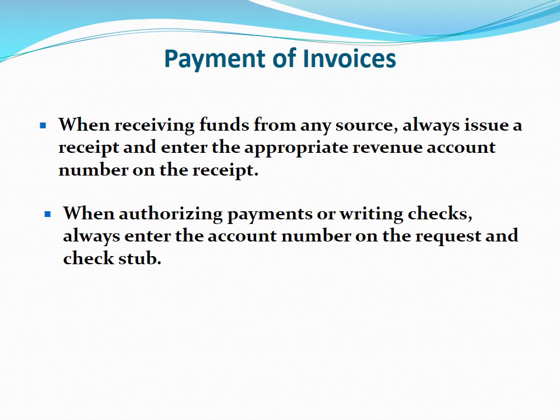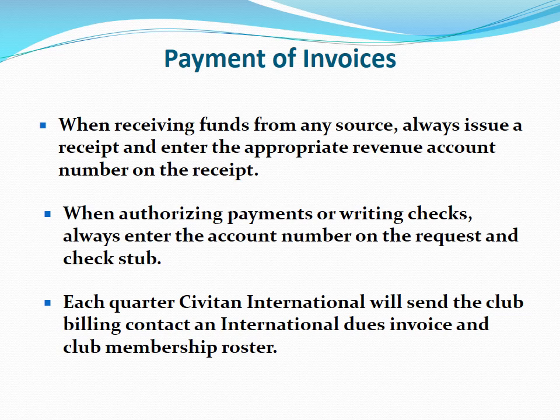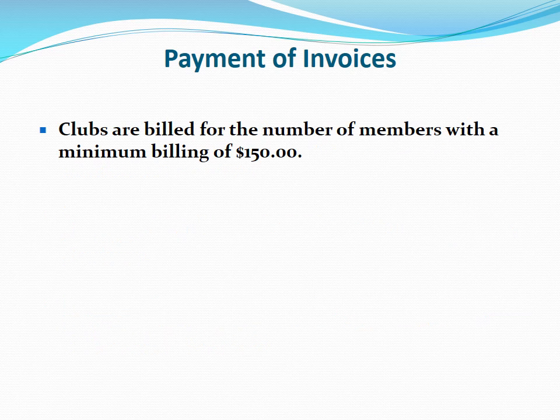When authorizing payments or writing checks, always enter the account number on the request and the check stub. Again, a great reference point when you go back to balance your books. Each quarter, Civitan International will send the club a billing contact, an international dues invoice, and a club membership roster. Please compare this roster with what your secretary has to help establish the amount of money that needs to be sent in to cover your dues. Please note that your clubs will be billed a minimum of $150.